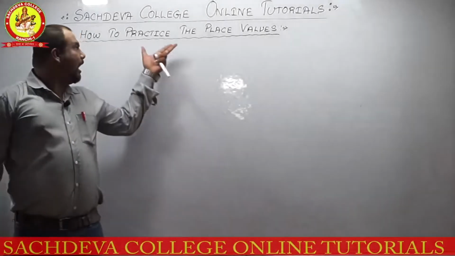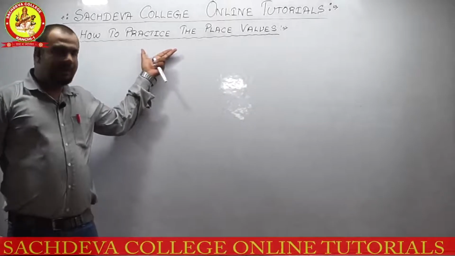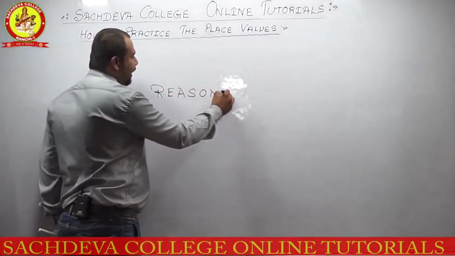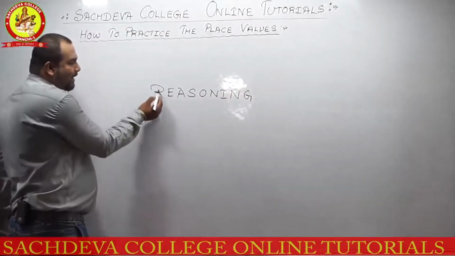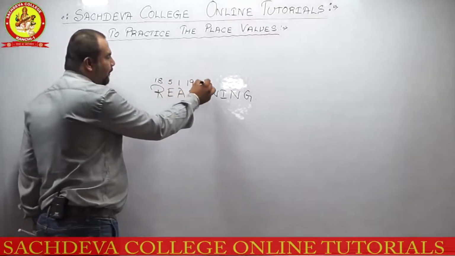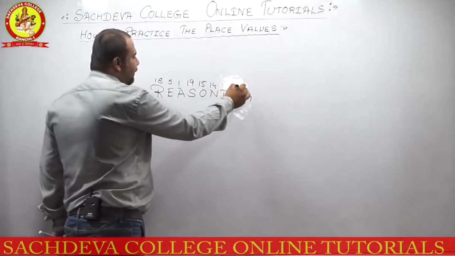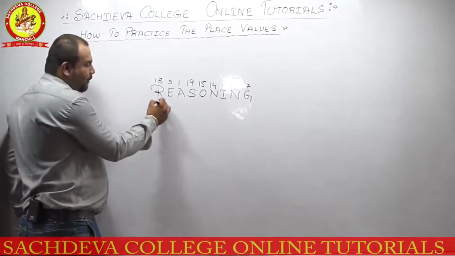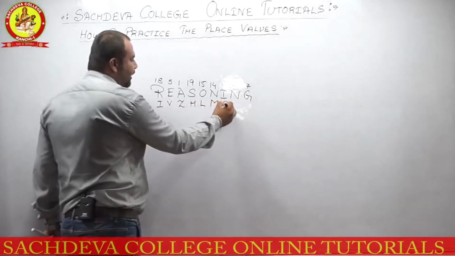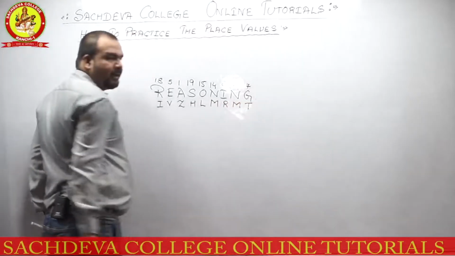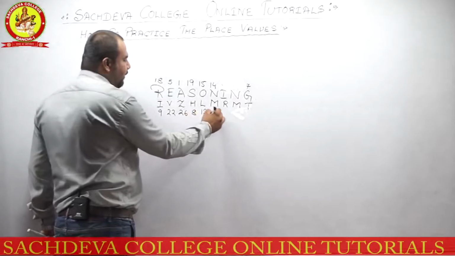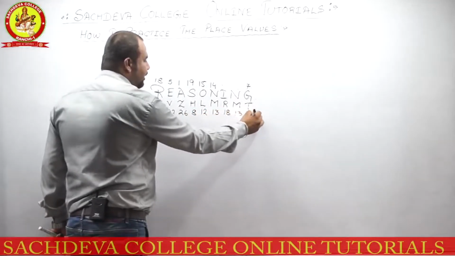Now the next part is how to practice the place values of alphabets. The only method, for example, we have REASONING. Now, what you have to do is, R's place value is 18, E's place value is 5, A 1, S 19, O 15, N 14, I 9, N 14, then G 7. Then we have R's opposite is I, Love has EV, A to Z, High School, Love has LO, MAN man, Indian Railways, MAN man, then GT Road. And again we have I 9, V 22, Z 26, H 8, L 12, M 13, R 18, M 13, T 20.